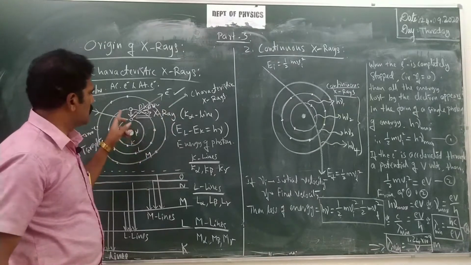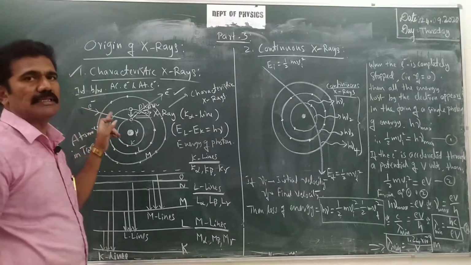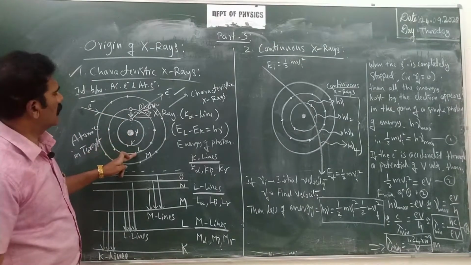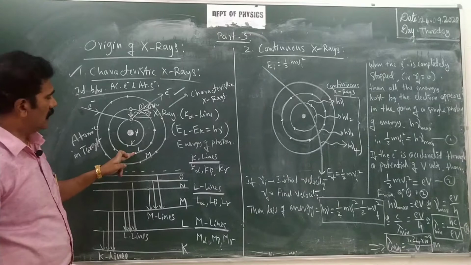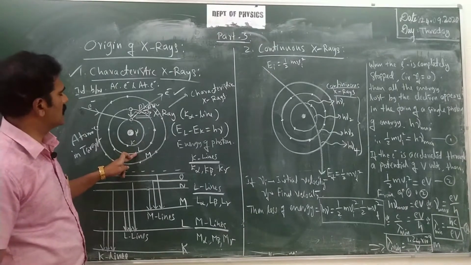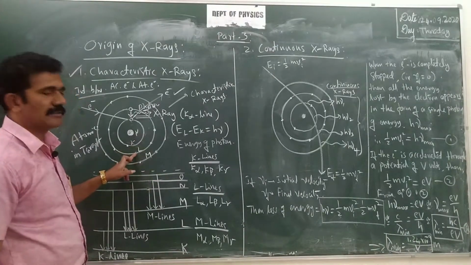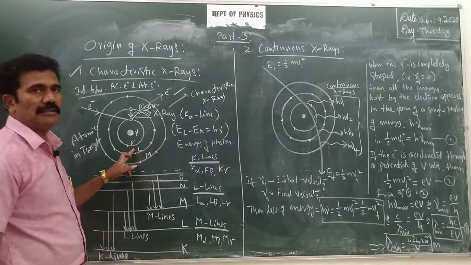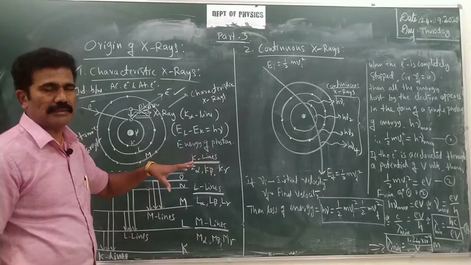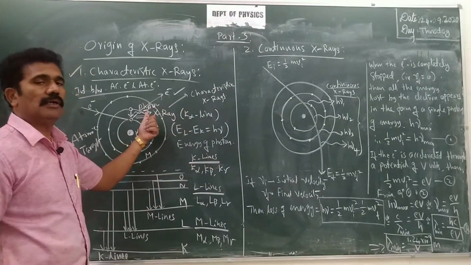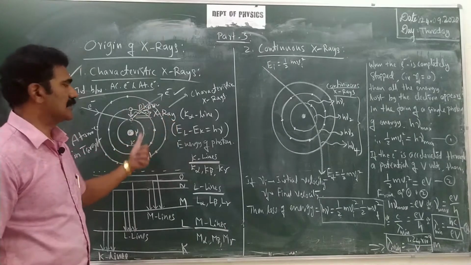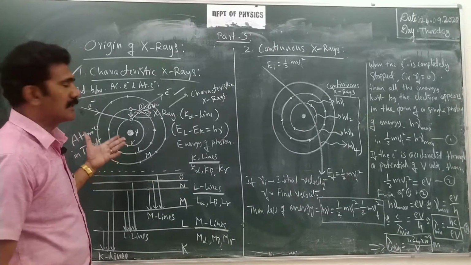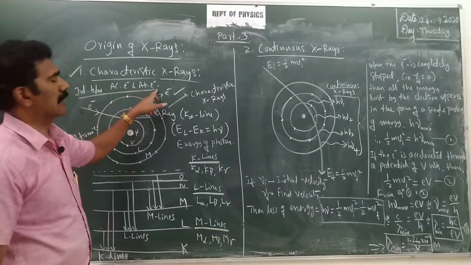Similarly, suppose the interaction takes place between the incident electron and an electron in the L shell. That electron is knocked out of the L shell, so a vacancy is created in the L shell. That vacancy is filled by an electron from the higher orbits, that is from the M shell to the L shell, and then also there is a loss of energy. That loss of energy is again emitted in the form of a photon and gives X-rays. Such X-rays are produced continuously during the interaction between the excited electron and the atomic electrons.